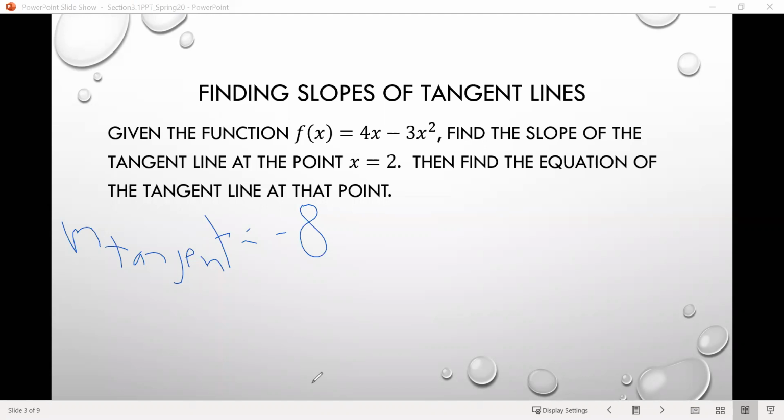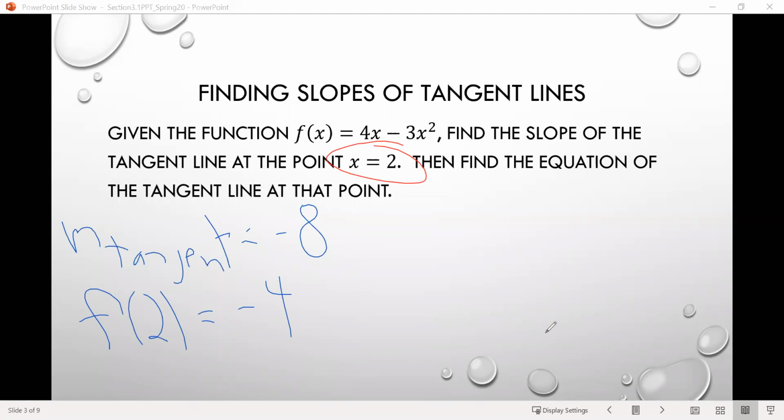Well, we're working at the value x equals 2, which I think we did plug into the function, right? And we did f of 2, which gave us negative 4. So it looks like now we have a point and we have a slope. So we should be able to find the equation of our tangent line.